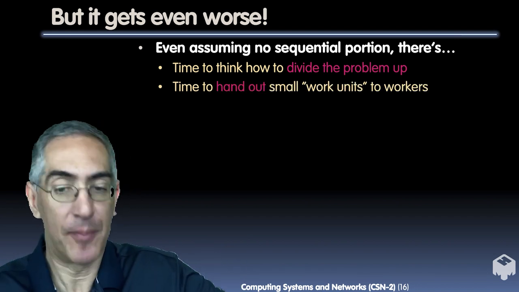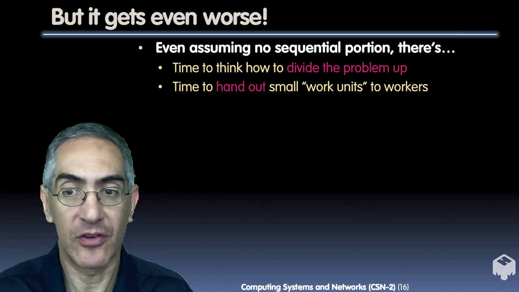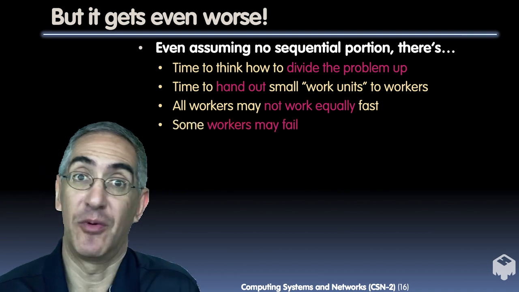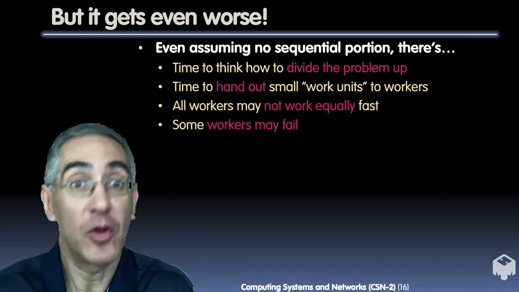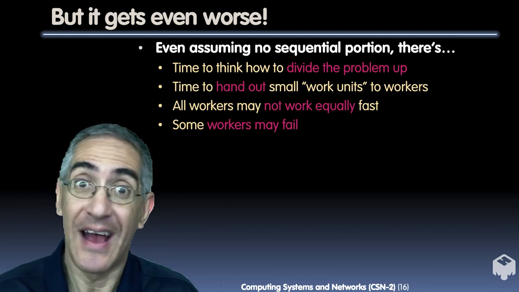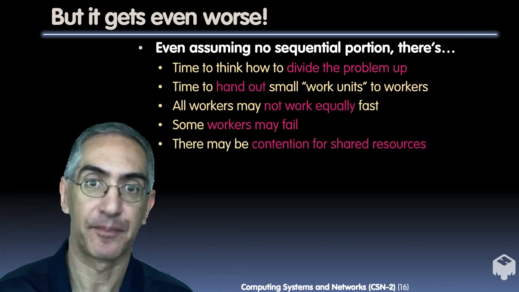Imagine I've got a lot of people helping me dig a ditch. I've got to hand out the shovels, maybe work units, to the volunteers. All the workers may not work equally fast. Some of them might fail. Some of them might take a break. Some computers might fail. Some networks might fail. You've got to always deal with reality. So again, I'm never going to get that perfect 1/S because of all the things I'm listing here.